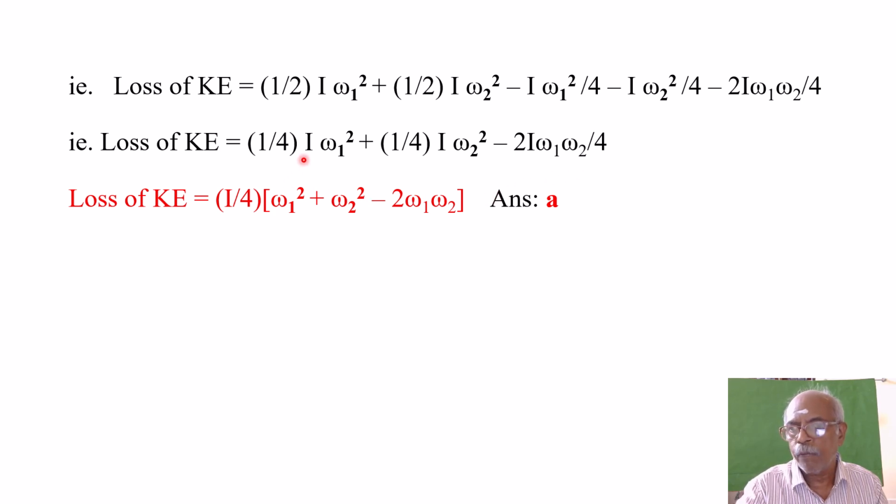So here you have I by 4, here also you have I by 4, here also you have I by 4. Take this as a common factor. So loss of KE is equal to I by 4 into omega 1 square plus omega 2 square minus 2 omega 1 omega 2. So option A is the right answer. Loss of KE is equal to I by 4 into omega 1 square plus omega 2 square minus 2 omega 1 omega 2, which is the first option, and it is the right answer.